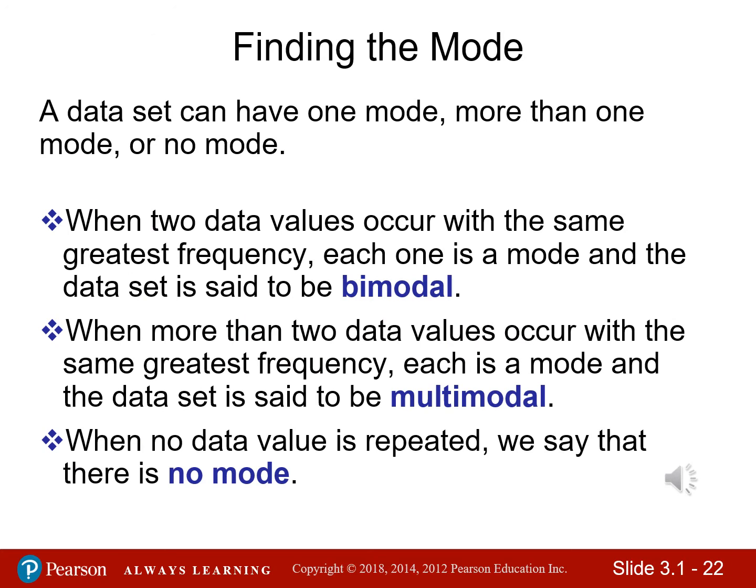When a data value occurs with the same greatest frequency in a data set, each one is a mode, and the data set is said to be bimodal. When more than two data values occur with the same greatest frequency, each is a mode, and the data set is said to be multimodal. When no data value is repeated, we say that there is no mode.